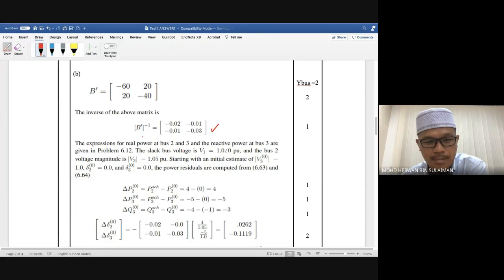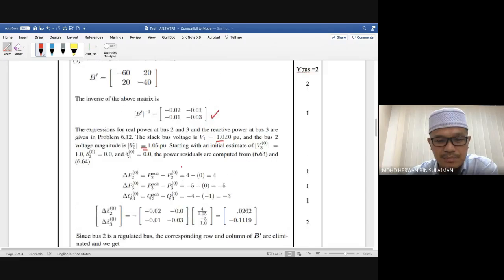Okay. The expression for real power at bus 2, bus 3 and reactive power at bus 3 are given in problem 6.2. So the slack bus dia bagi, kita dapat 1.0, bus 2 magnitude 1.03, starting with the initial estimate of V3 1. So you kena cari P2 lah. Nak cari P2, ni jawapan dah bagi senang je. Cari P2 you kena guna equation kan? Remember? The equation.